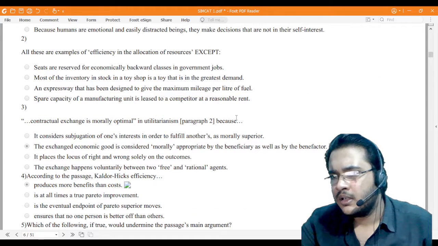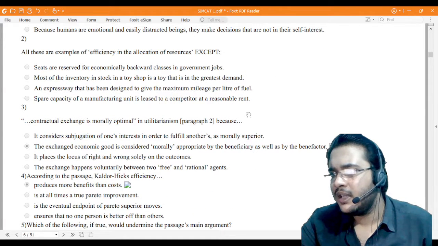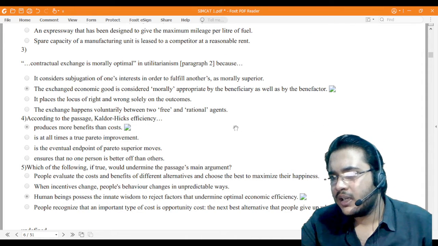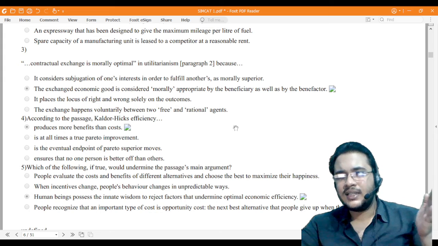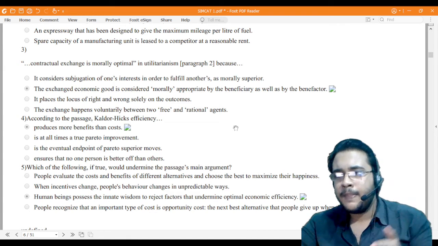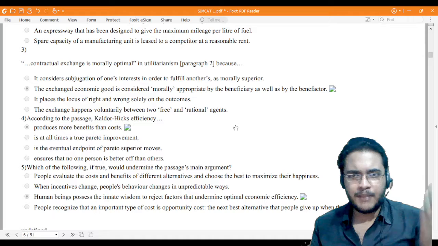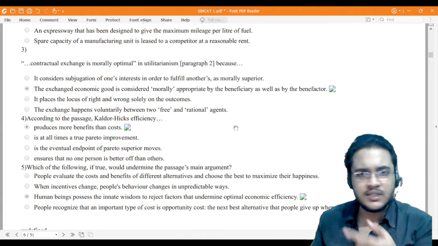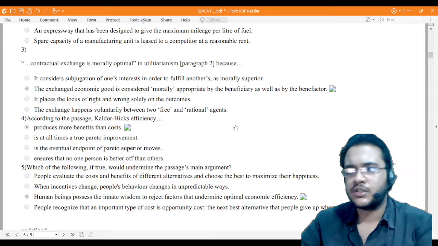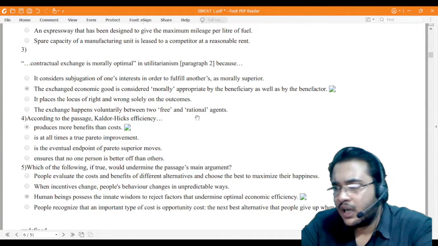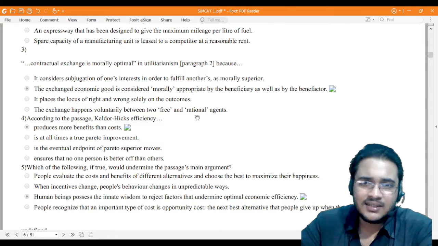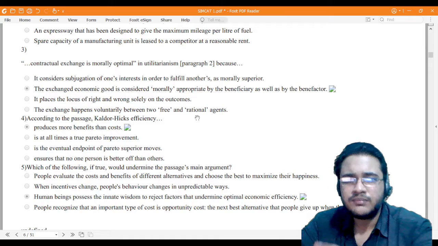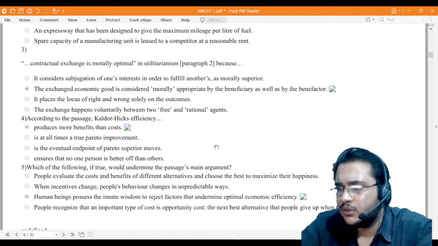Let's go to the contractual exchange is morally optimal in utilitarianism. Paragraph 2, direct question. According to the passage, Kaldor-Hicks efficiency, so obviously there is a paragraph in which you can read about Kaldor-Hicks efficiency. This is also not an infer type question, this is a direct question. Which of the following, if true, would undermine the passage's main argument? This is a sort of reasoning type question, or a kind of question which has some sort of inference that you should be doing.